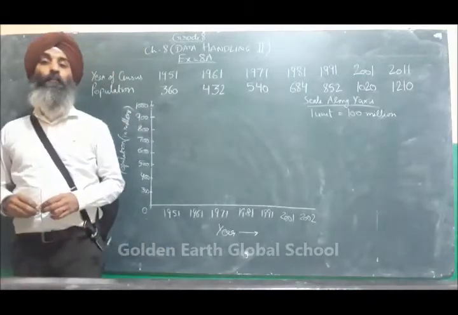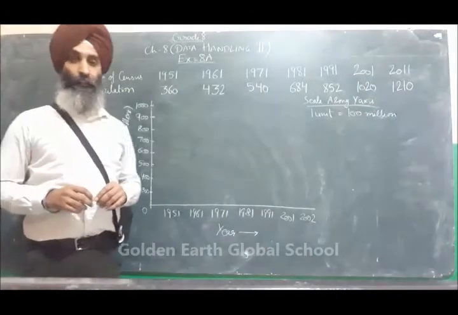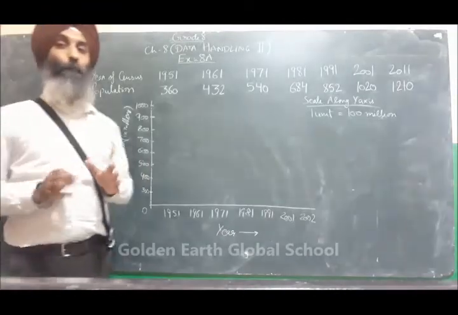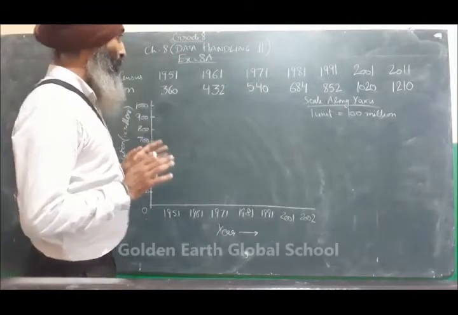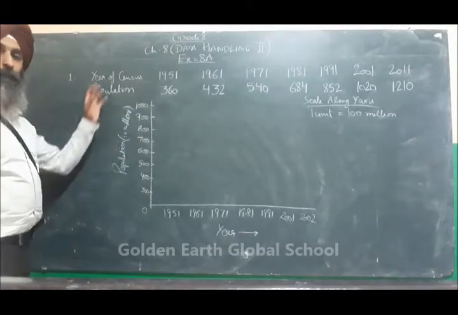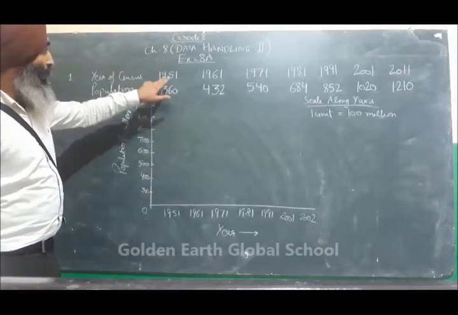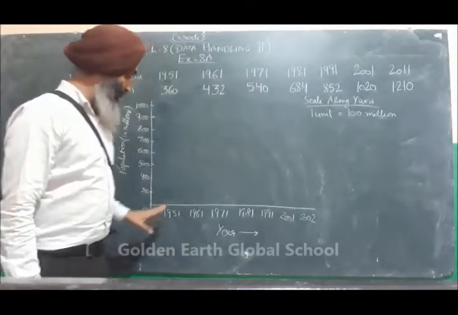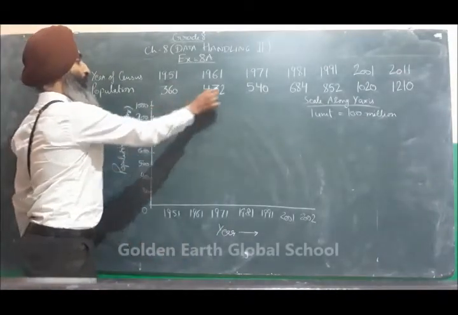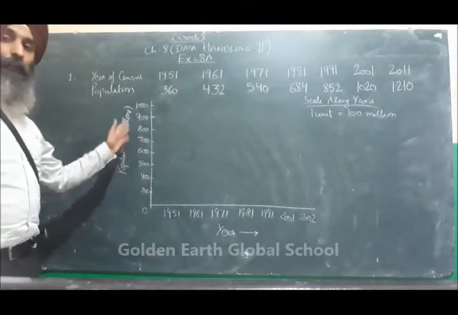Good morning everyone. Today we will start the next chapter, Data Handling 2, chapter 8. In which the first question is you have to make the bar graph. So before doing the bar graph, your question is this: year and population. Some data is given to us. Whatever things are given, like these years, they will come on the x-axis, in the horizontal line. And whatever numbers are given, the different numbers, will come along your y-axis.